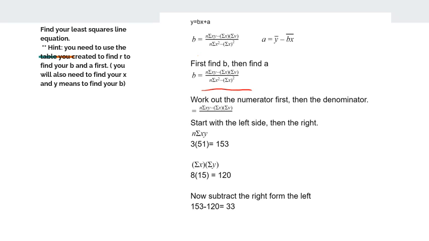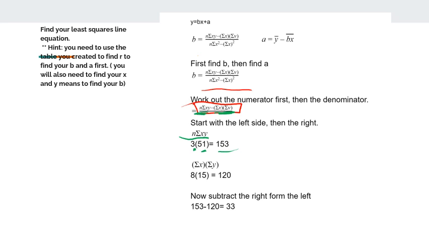This is another one of those complicated looking formulas, so we're going to break it into parts. We're going to take care of the numerator first and then we'll do the denominator. The numerator can definitely be broken up into two different parts. We have one part here, and then we subtract the second part, which is right here. So let's work on the first part. This is super easy. Here's the first part. n is 3, and the sum of your x times y is 51. So just multiply the two and we get 153.